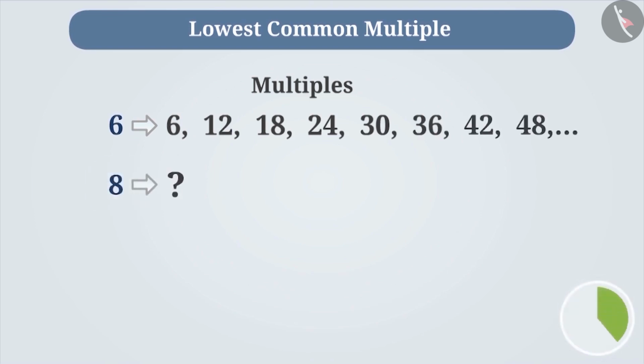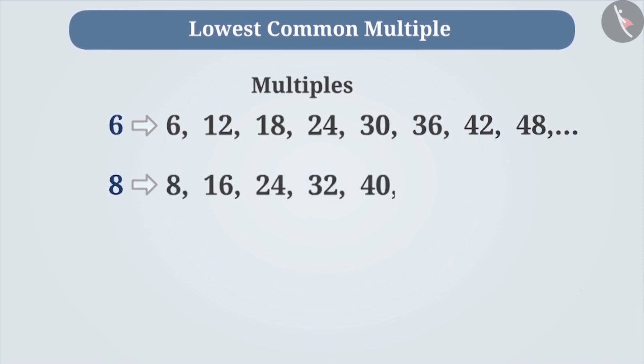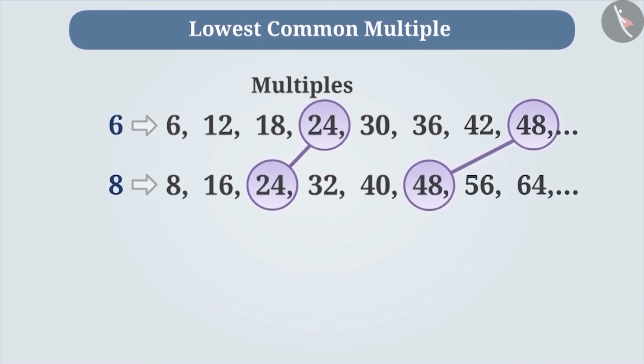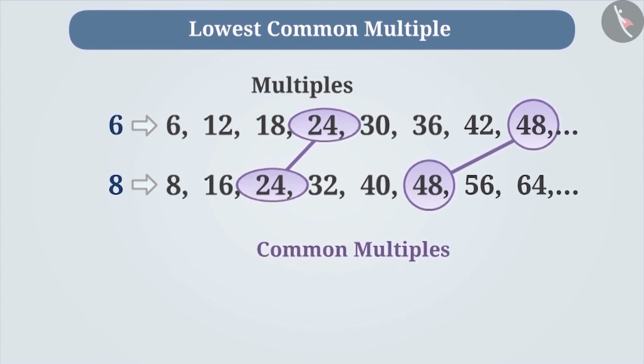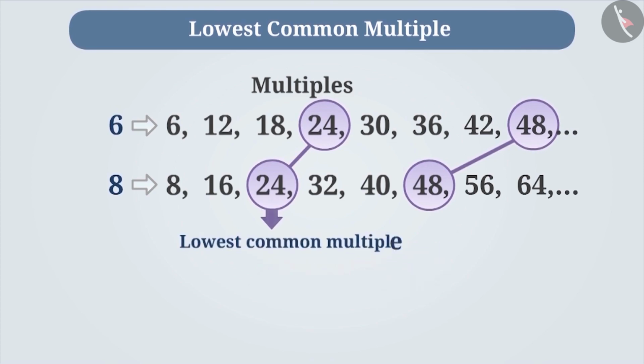Think about it. You are right. The multiples of 8 are 8, 16, 24, 32, 40, 48, etc. Among the multiples of 6 and 8, 24, 48, etc. are common. These numbers are called common multiples of 6 and 8. 24 is the lowest number among the common multiples of 6 and 8. Therefore, it is called the lowest common multiple.